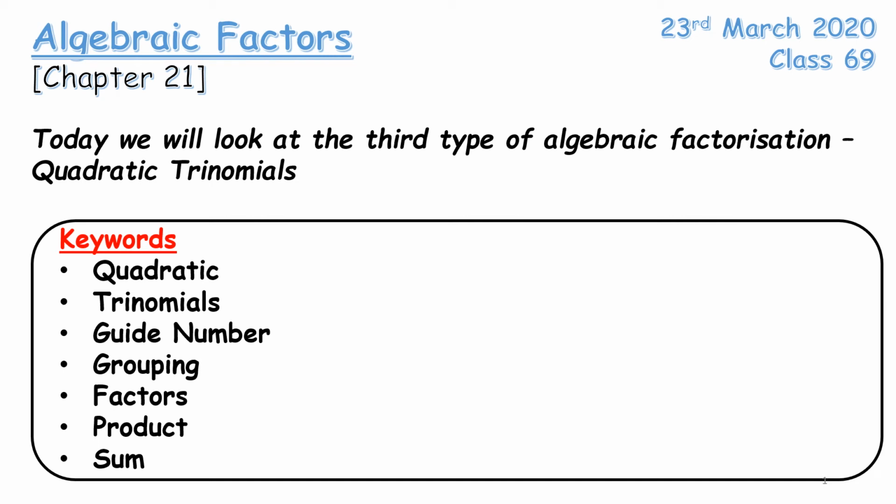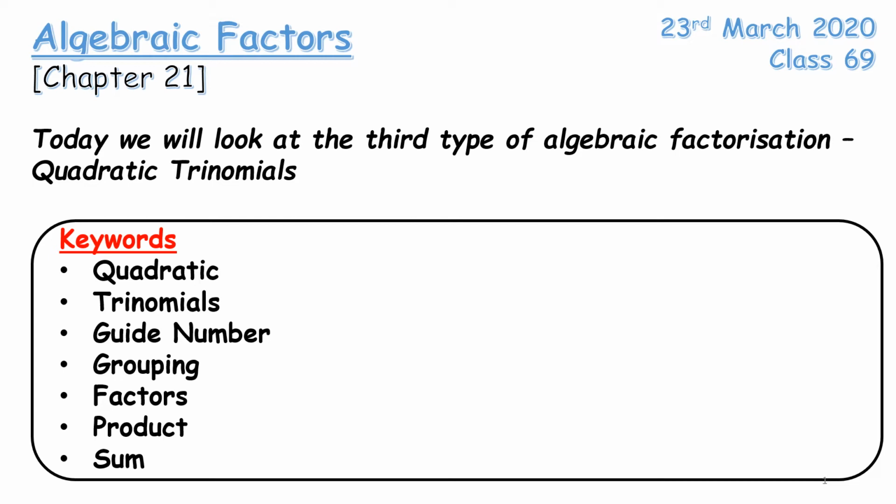So this is the class for the 23rd of March and it's class number 69. We're going to continue with our look at factorisation, and in the last class you were looking at grouping. Now the third type of factorisation which we're looking at today, which is factorising quadratic trinomials, is going to build on what we've already done with grouping. So if you still haven't looked at that, or if you're still having issues with that, please try and work through those questions first before moving on to the quadratic trinomials, because I'll be using grouping in this video.